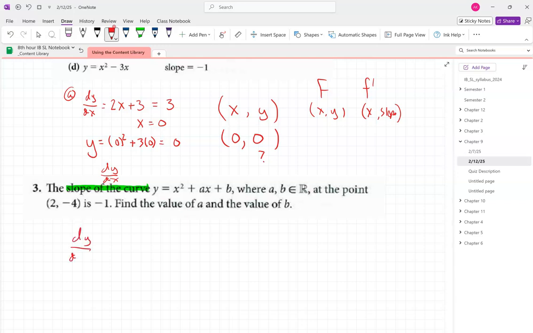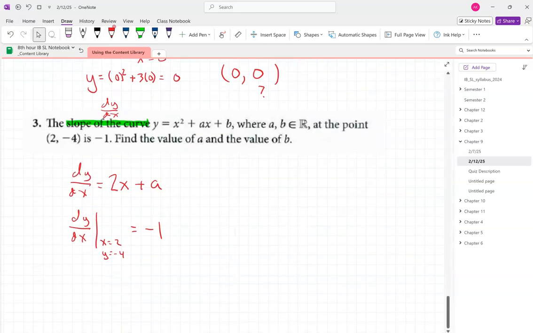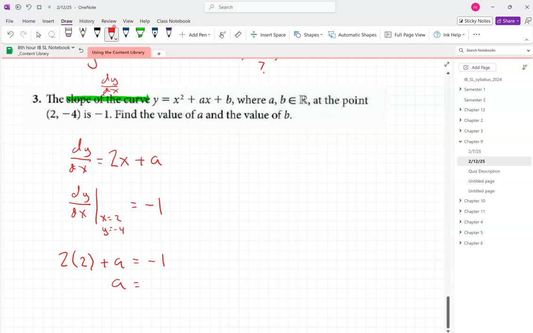So if I compute the derivative, that's going to be 2x plus a. Right? The b becomes 0 because it's a constant. And I know that the derivative, when I evaluate it at x equals 2 and y equals -4, has to be equal to -1. So if I take my 2x plus a and plug in that x and y, there's no place to put the y, so it doesn't really matter. I get this, and I can solve for a equals -5.